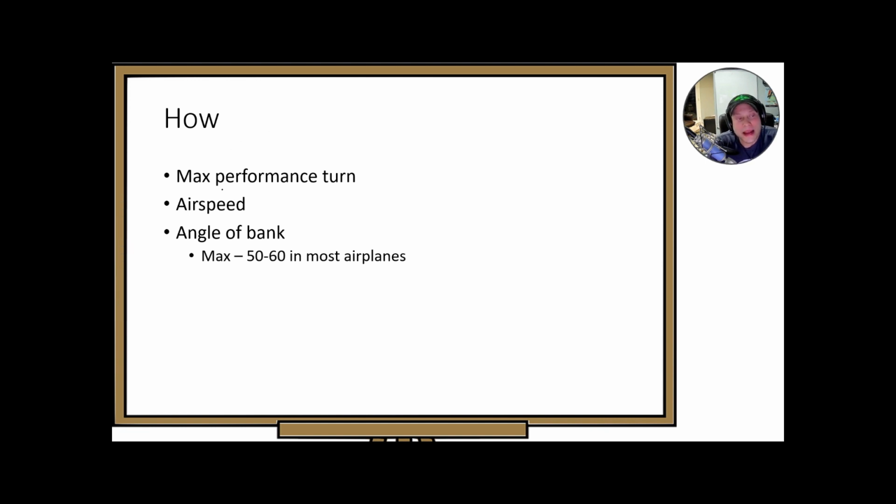Now, let's talk about how to perform a steep turn. First of all, it is a maximum performance turn. So you will be at VA, and your angle of bank is going to be 45 to 50 degrees, depending on private pilot or commercial. Recognize that most aircraft are going to have a max angle of bank they recommend at 50 or 60 degrees. So this will be right at the maximum performance of your aircraft.